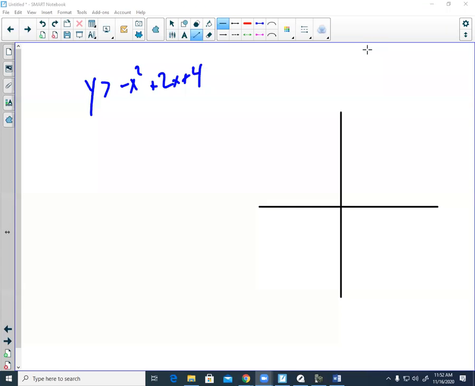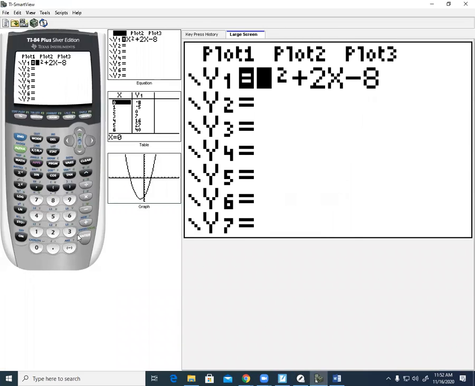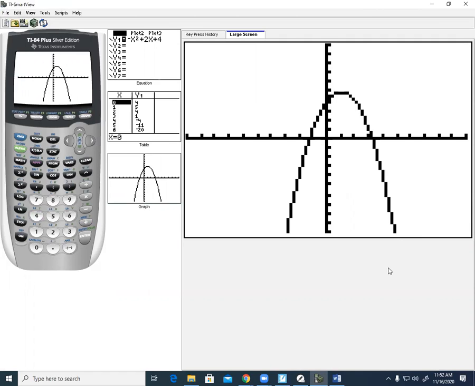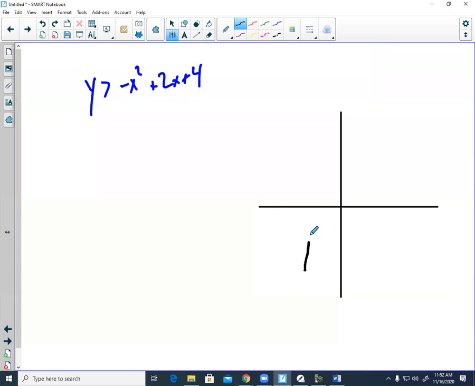The first thing that you should do is put it into your calculator. Your calculator should be able to help you figure out exactly what this graph should look like. So I'm going to go to my graph and type in -x squared plus 2x plus 4. I know that my graph crosses the y-axis at 4 and it's upside down, so it's going to look something along the lines of this.